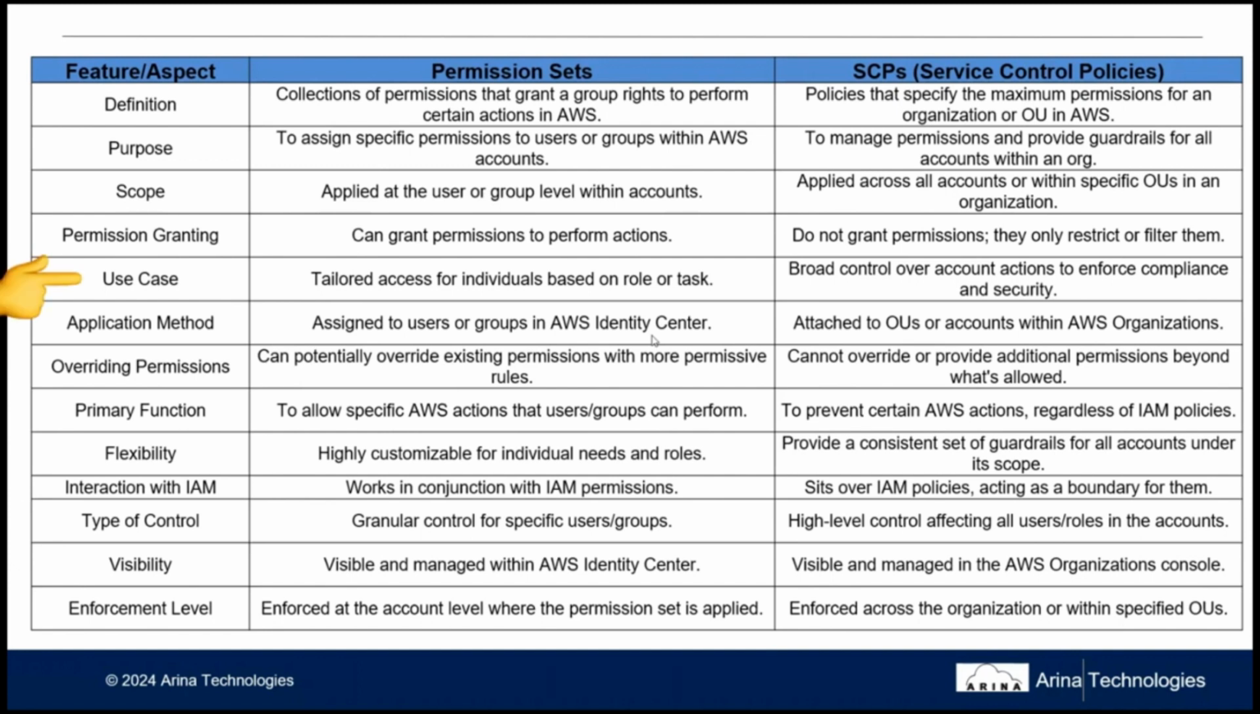Where should you use each one? If you want to go a little more granular at a specific user or group level, you should use a permission set. If you want to set the permissions at a higher level, at the organizational unit, go for service control policies. Application method: a permission set is assigned to the users or groups, and an SCP is assigned to the organization.